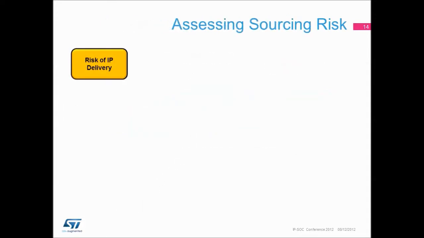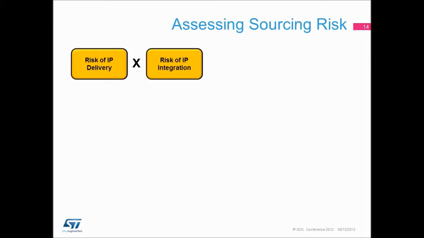So assessing risk sounds good, but it's not that easy. You need to identify the various sources of risk. One of them is the fact that the IP may not be delivered, okay, to you or to the SoC team, at least not delivered in time when they need it. So you need to combine that with the risk that the IP may fail to be integrated in the SoC in a timely manner, and this can happen for various reasons.